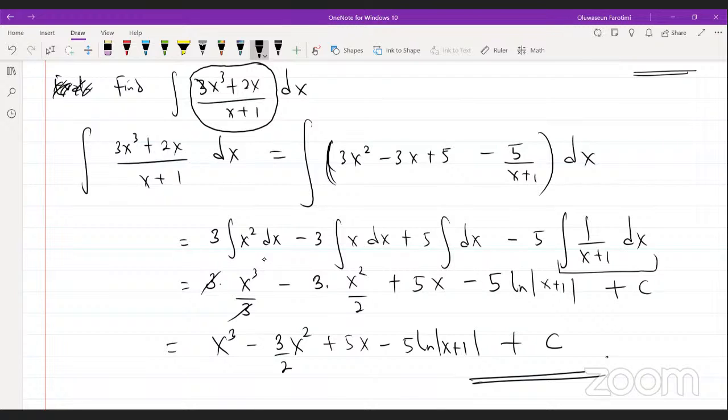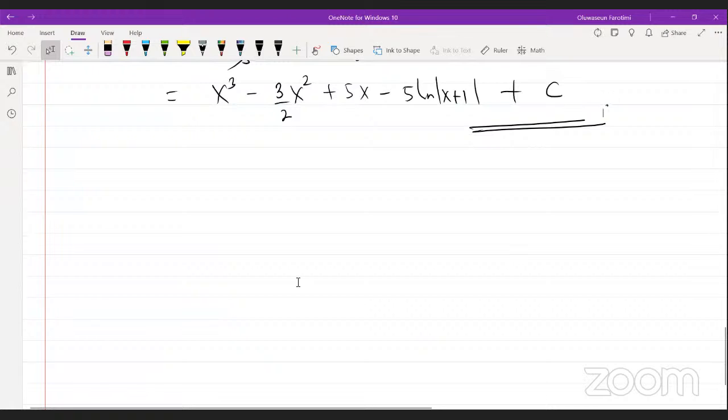We can observe that sometimes the degree of the polynomial on the top is actually bigger than the degree of the polynomial on the bottom. So when that happens, think about it, guys, you've got to do long division. Okay.